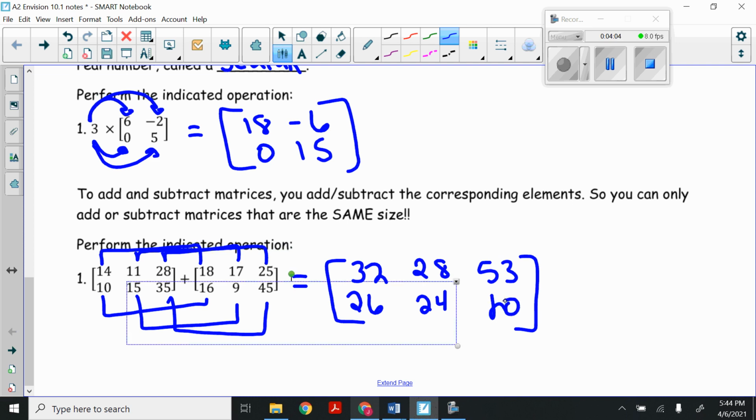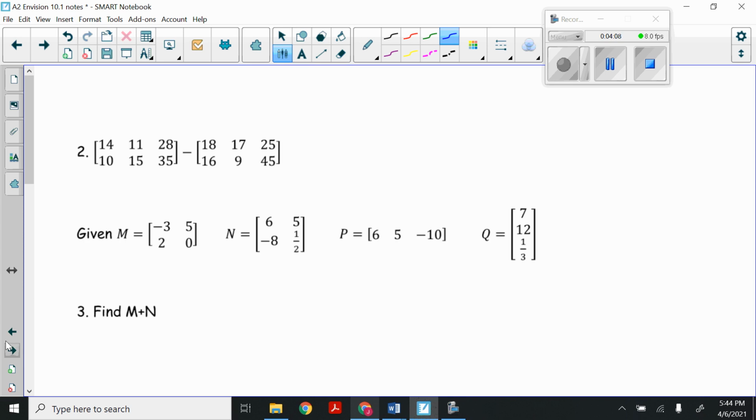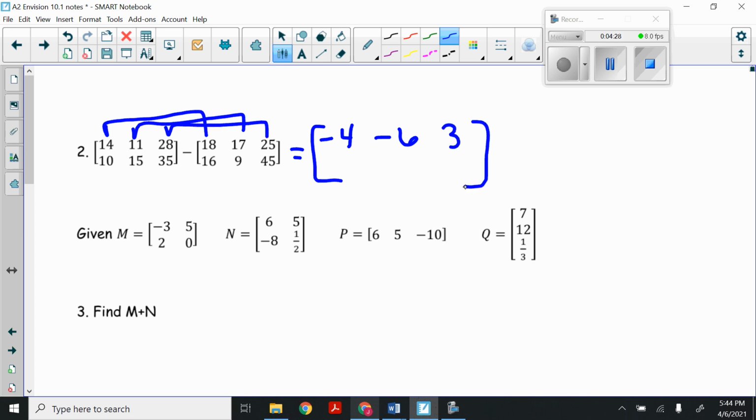All right, on the back, same matrices that we had on the front, only now we're going to subtract them. So again, I'm going to have a 2x3 as an answer. So 14 minus 18 gets me -4. 11 minus 17 gets me -6. 28 minus 25 gets me 3.